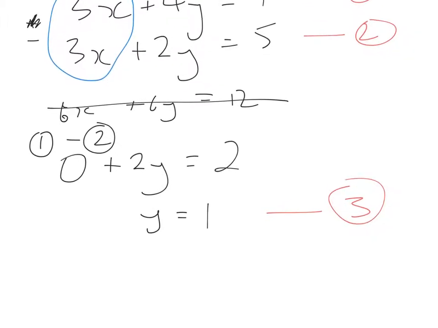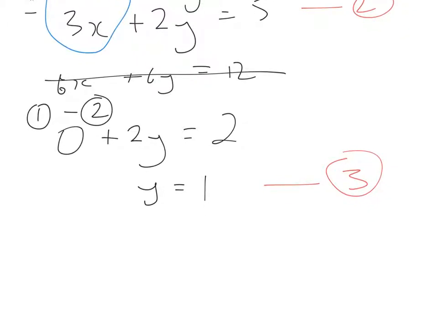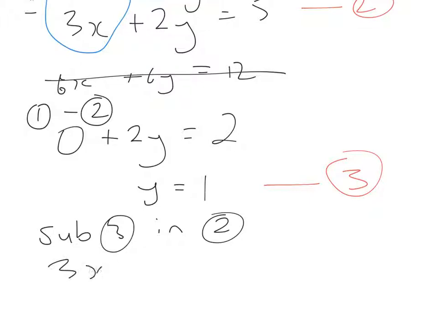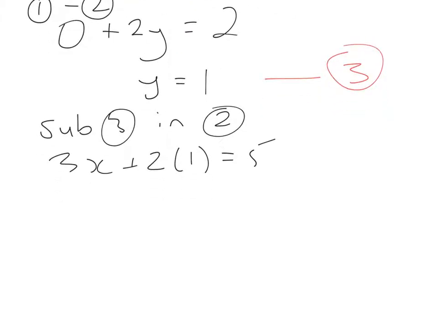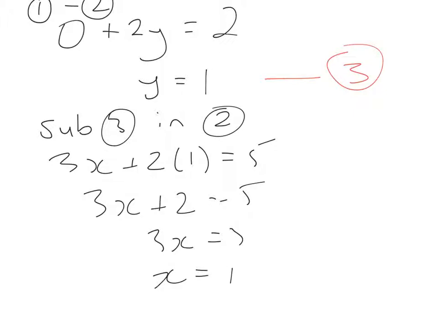Put it in one of these equations, and then solve. So let's put 3 in 2. So 3x plus 2 lots of y equals 5. And 3x plus 2 equals 5. 3x equals 3. X equals 1. Alright, so it's a little bit more involved in finding the other pronumeral when you're doing elimination, because you don't have that nice neat x equals.